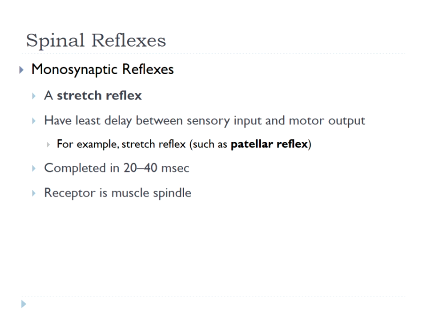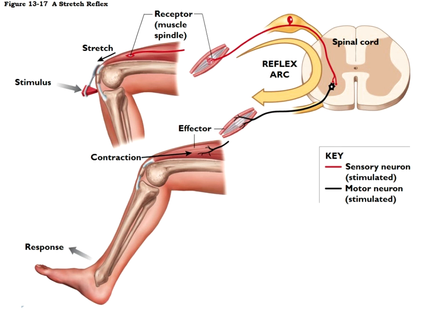So monosynaptic reflexes, the patellar reflex is a good example of that. They are complete within 20 to 40 milliseconds, and the receptor is a muscle spindle bundle. There's just one synapse there. Sensory neuron talks directly to the motor neuron, so that's why it's a very simple reflex, that knee-jerk response.